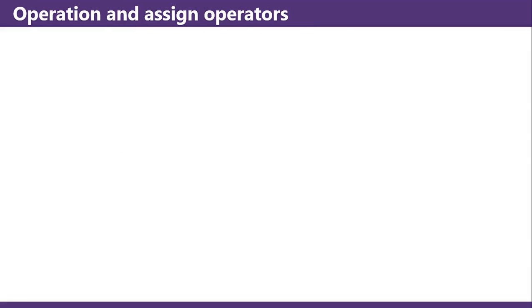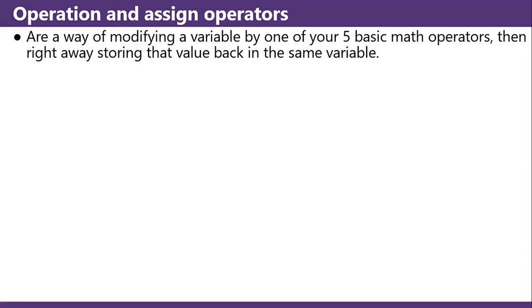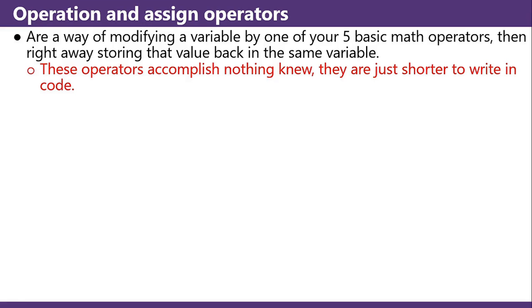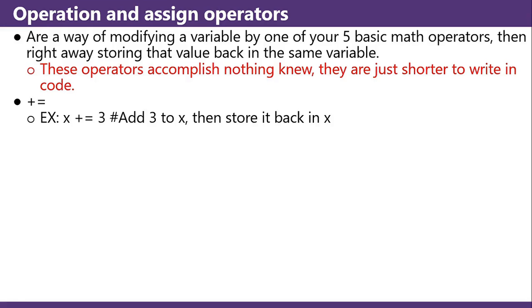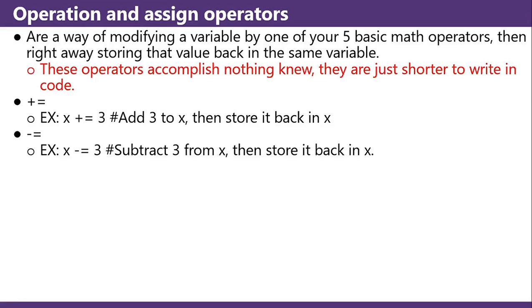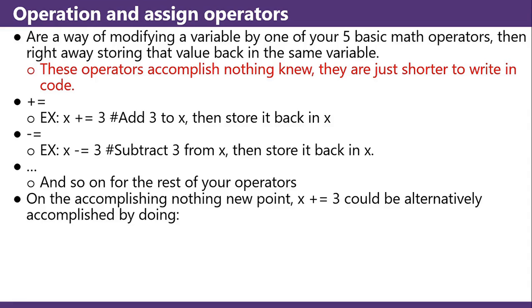Operation and assign operators are a way of modifying a variable by one of your 5 basic math operators, then right away storing that value back in the same variable. These operators accomplish nothing new, they're just shorter to write in code. Plus equals. Example, x plus equals 3. Add 3 to x and store it back in x. Minus equals, x minus equals 3. Subtract 3 from x and store it back in x. And so on for the rest of your operators.